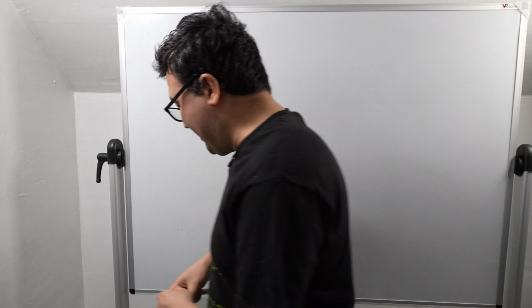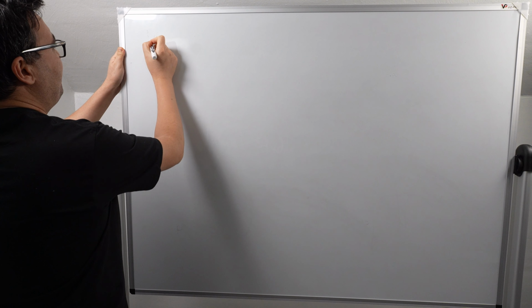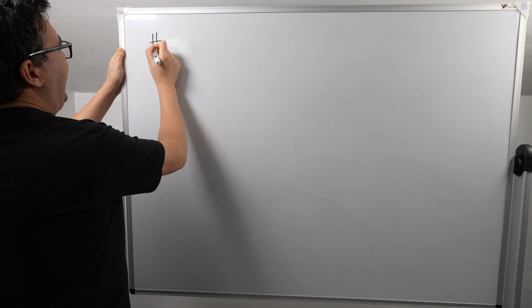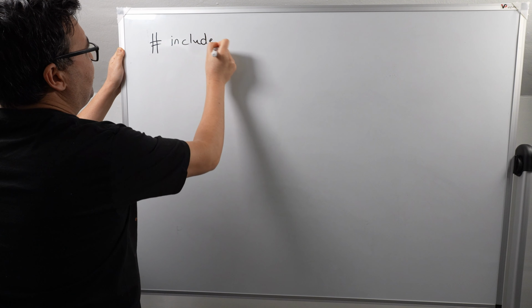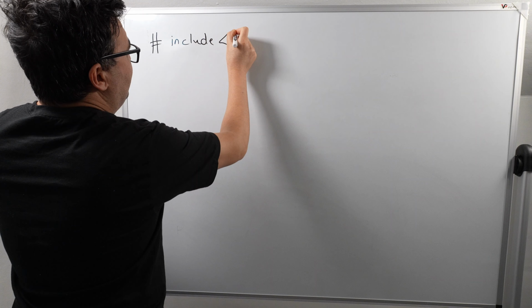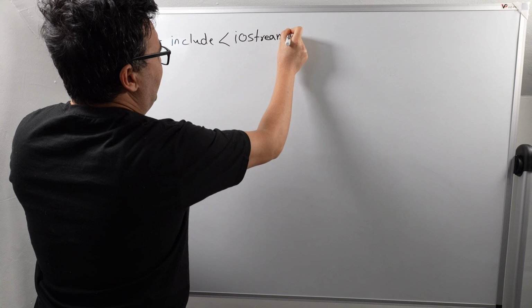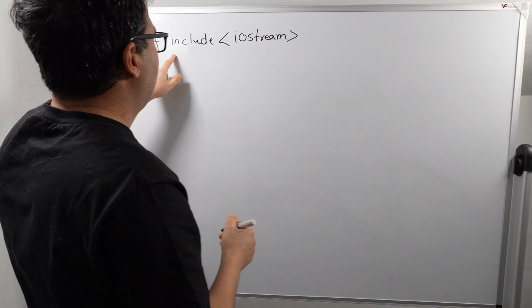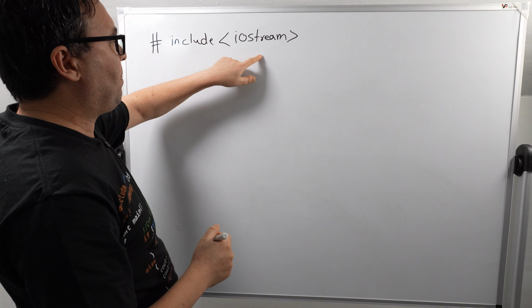So let's do it again. In the last lecture, we saw that when we write a C++ program, we start from #include <iostream>. We start from this line, which is the first line in your C++ programs.